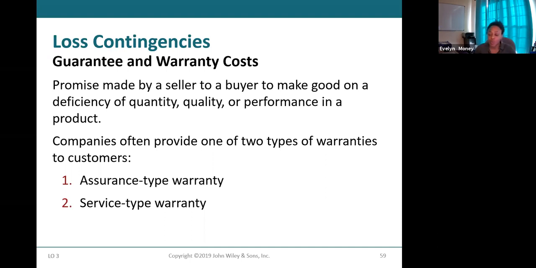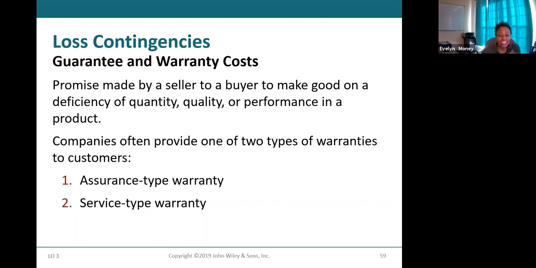There are 2 types of warranties that companies typically offer. The first one is the assurance type warranty. This warranty is more so an implied warranty. In other words, when the customer purchases the merchandise, the company guarantees that the product will work. The customer doesn't pay us any extra money for this warranty. Usually it lasts for 30 days, 90 days. If it doesn't work, you can send it back to the manufacturer and they will fix it.